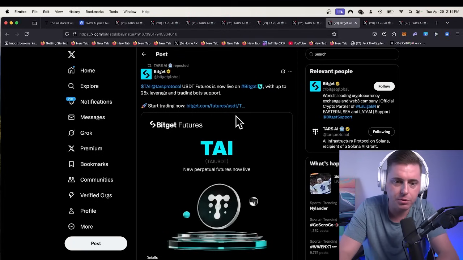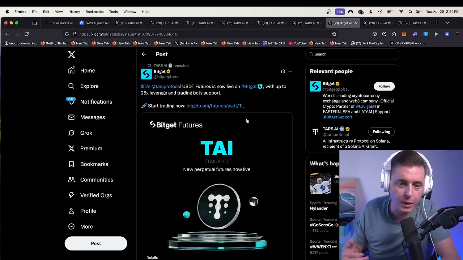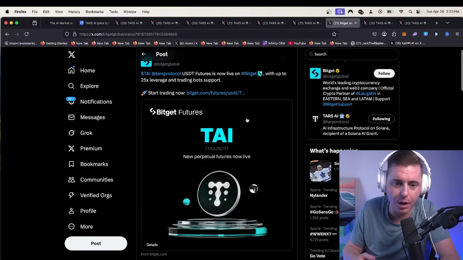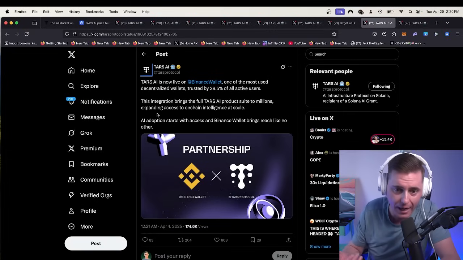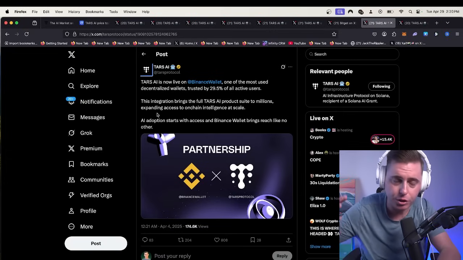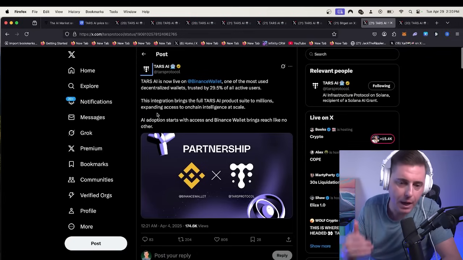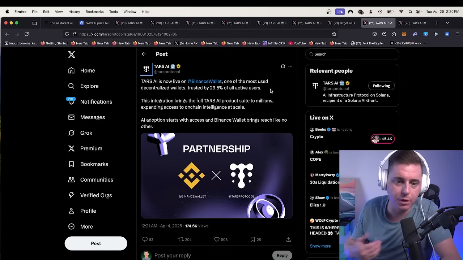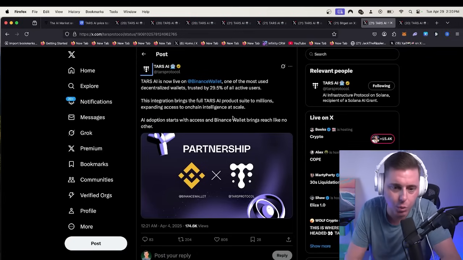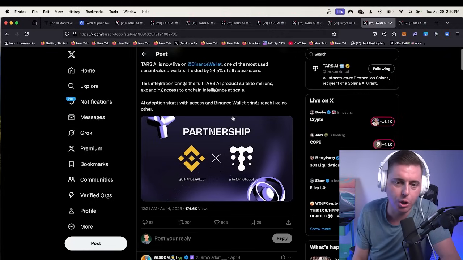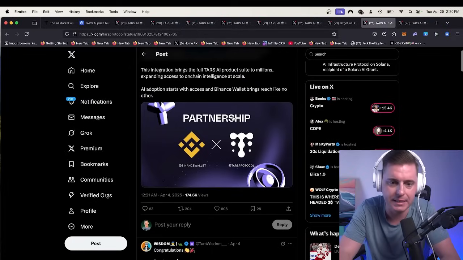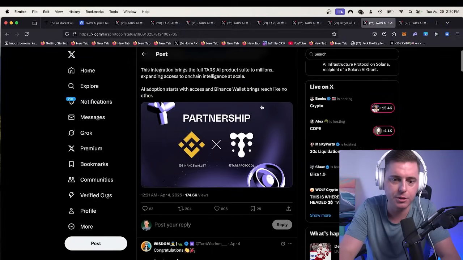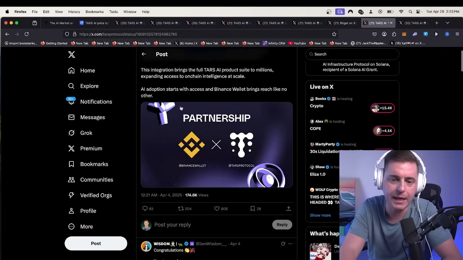All right. And then also Bitget has 25x leverage on trading bot support for the AI token, and TARS AI is now live on Binance Wallet. So if you're looking for a good place to store your TARS token, Binance Wallet might be a good choice for you. It's one of the most used decentralized wallets, trusted by 29.5% of active users. This integration brings the full TARS AI product suite to millions, expanding access to on-chain intelligence at scale. AI adoption starts with access, and Binance Wallet brings reach like no other.